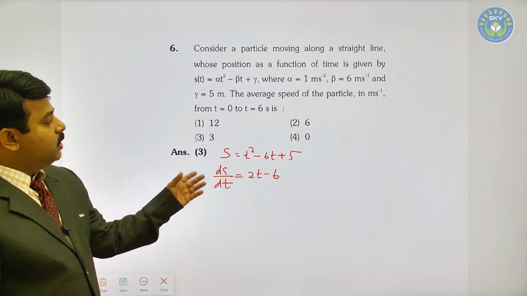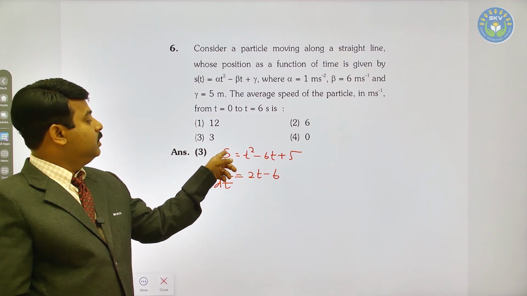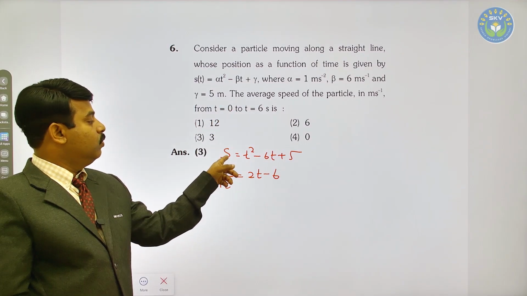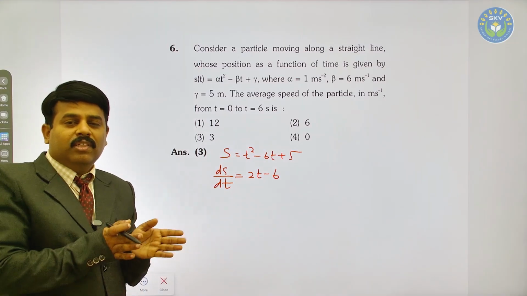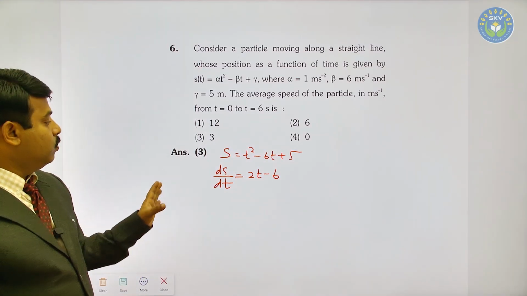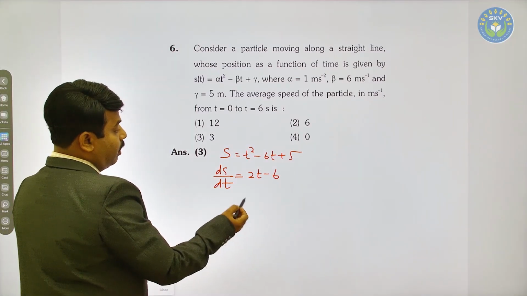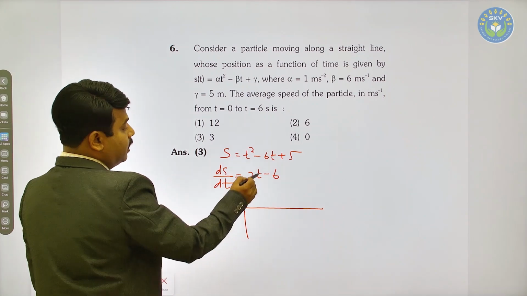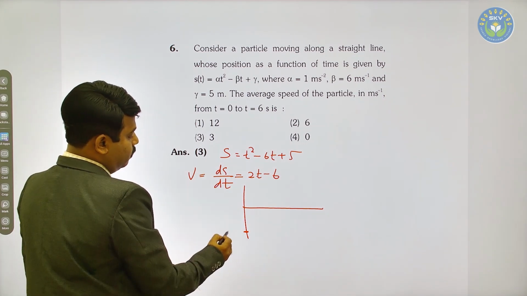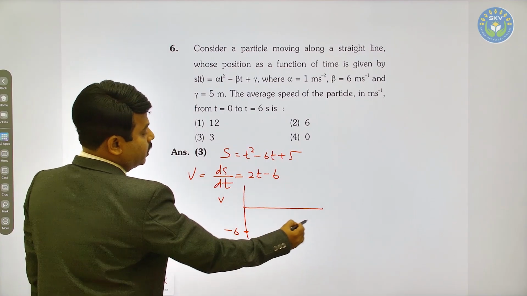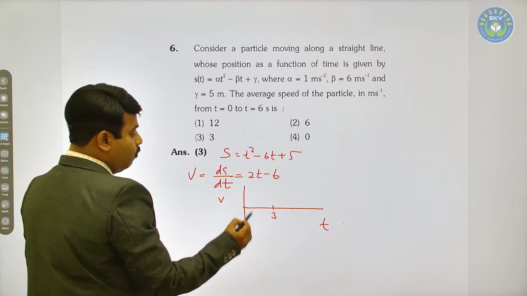Now, this question we can do in a different way. We could find the position at t is equal to 0, 1, 2, 3, 4, 5, but we have consumed a lot of time. So the graphical method is very easy. Why? Because if I draw the velocity time graph, at t is equal to 0 the y value, the velocity, is minus 6. This is velocity, this is time. Now, what is the value at t equal to 3?